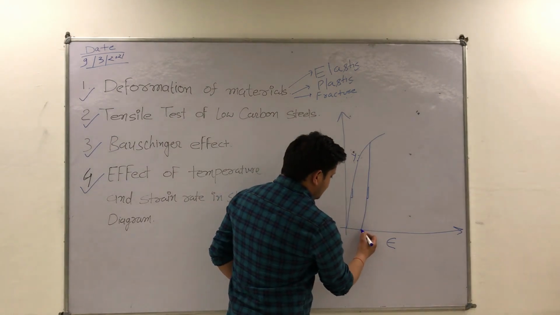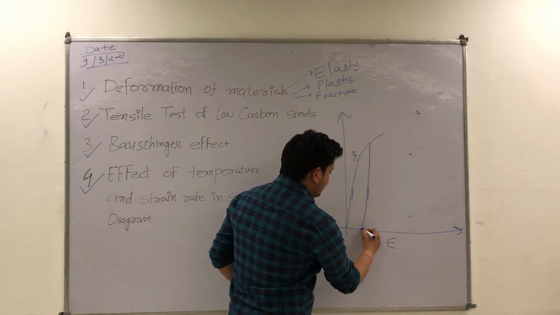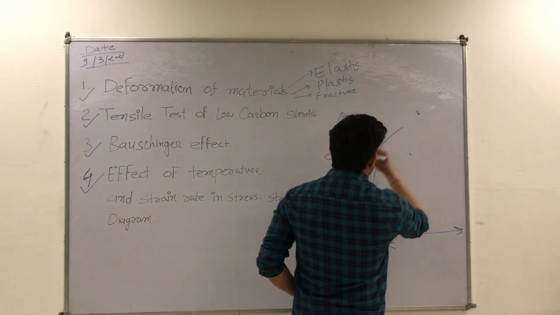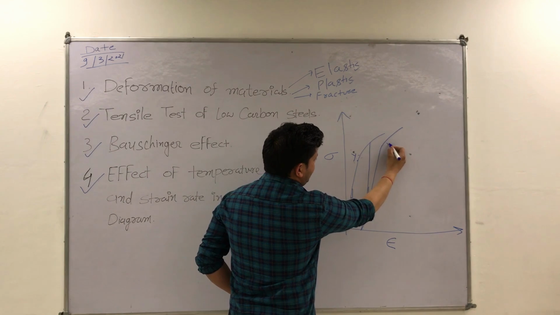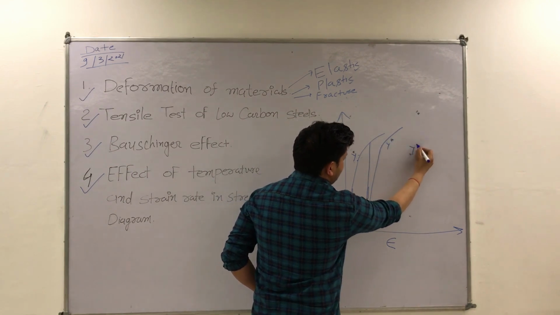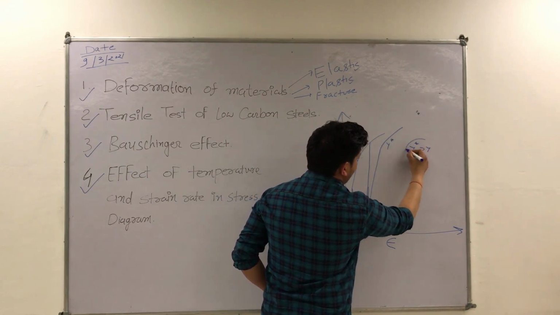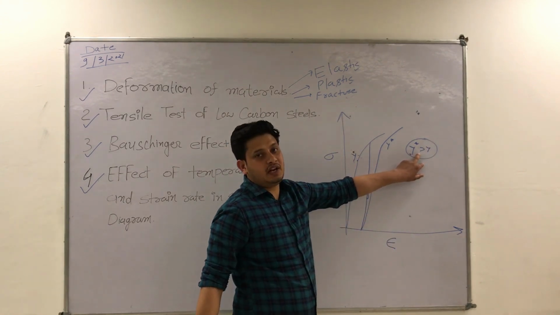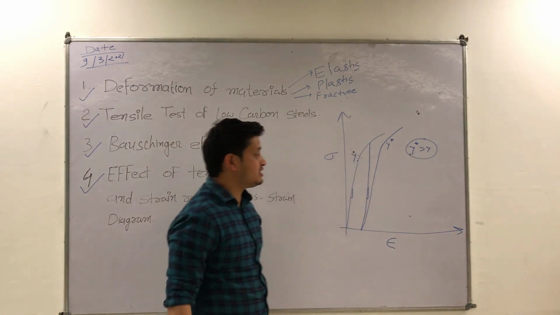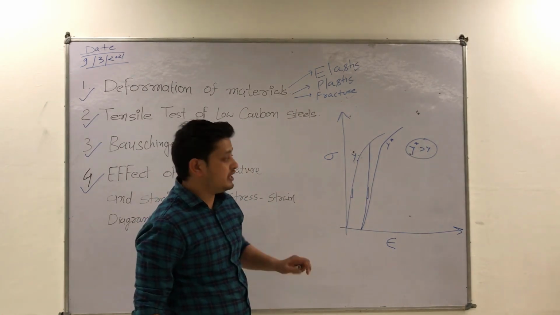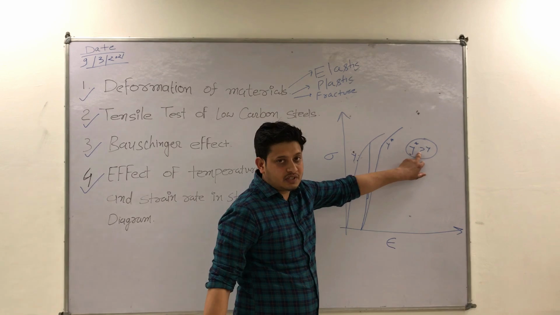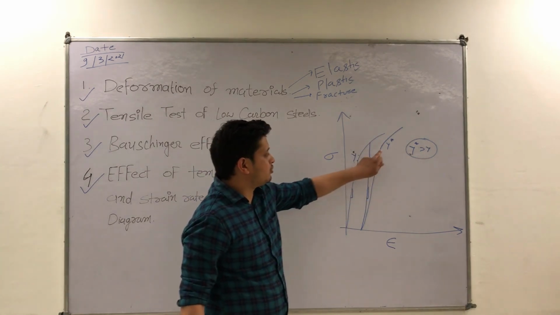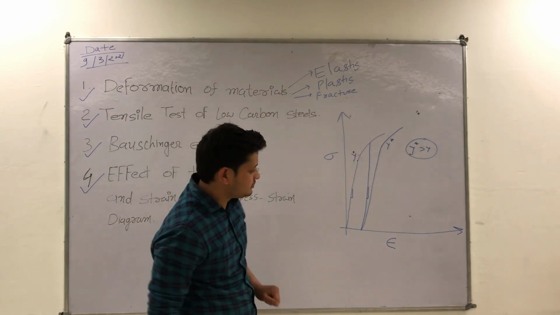Let's suppose after this point I again load the material, then what I see is that yielding will occur at a point which is higher than the initial yielding point. Why does this happen? This happens due to strain hardening. As I already explained, dislocation interaction creates a dislocation forest, due to which dislocations are not able to move in the preferred direction, and more load is required to deform the material.